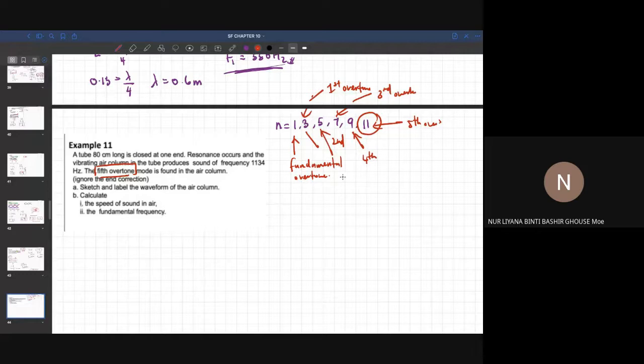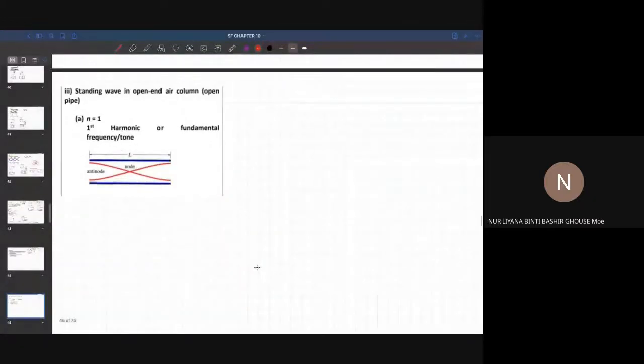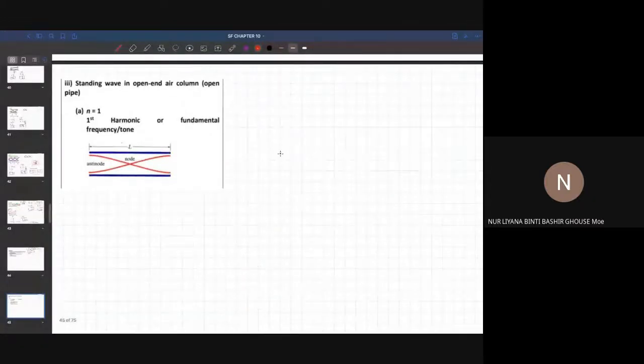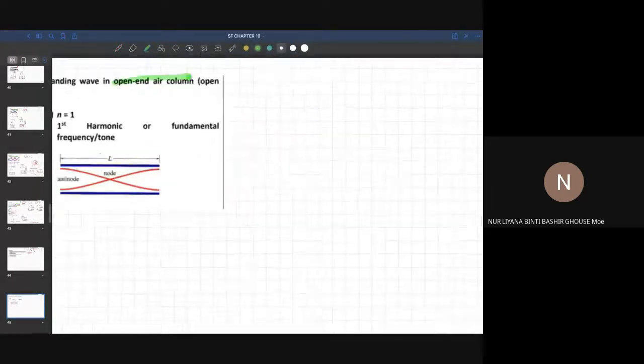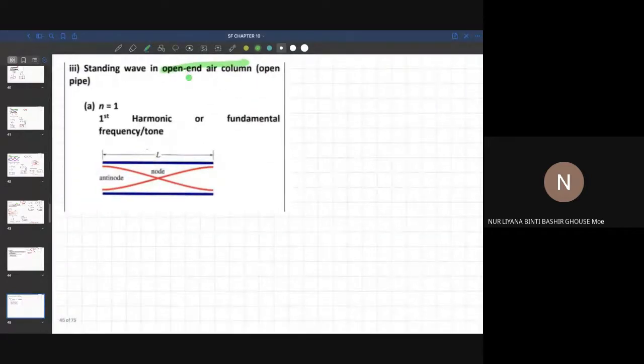What I'm going to do is, Miss nak bagi you concept untuk our last situation, yang ketiga which is open end column. First tadi kita tengok string. And then second, kita tengok untuk sebelah tertutup, sebelah terbuka. Yang ini sekarang adalah untuk open end column. Maksudnya dua-dua belah terbuka.